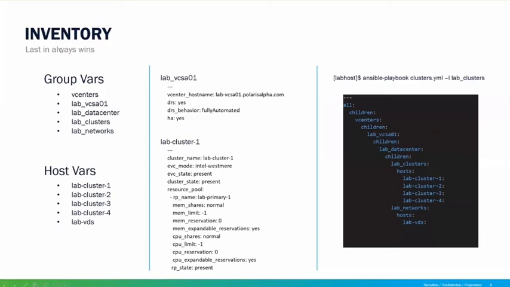And if you can see up here, it says last in always wins. So it loads all the group variables first, and then it loads your host files. That was put in last. So even though there's a parent variable that has a value, whatever's in that lowest or last variable is going to win. It's going to override and supersede anything that's a parent.